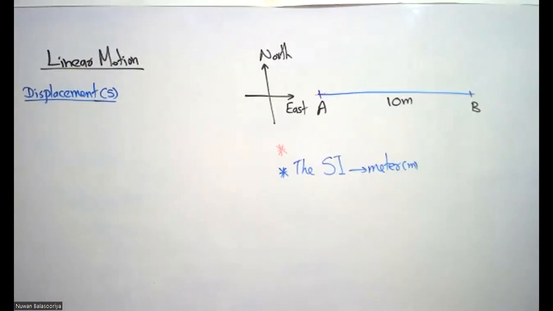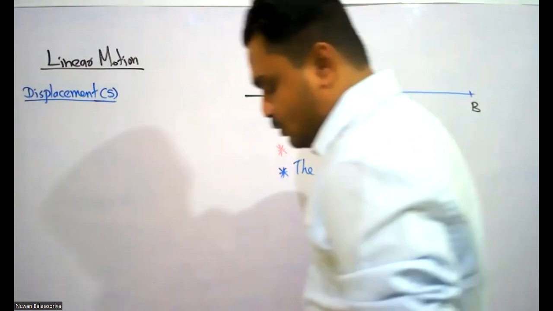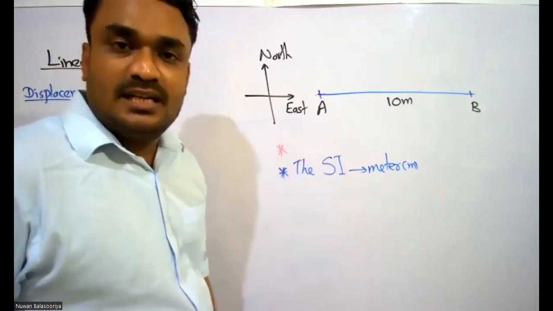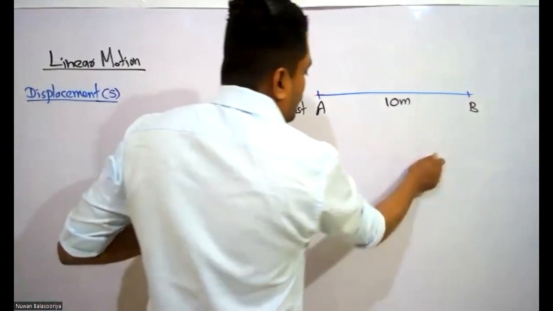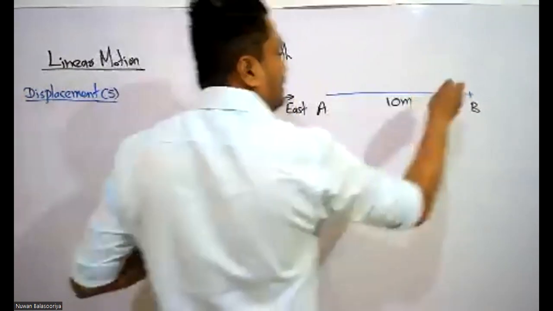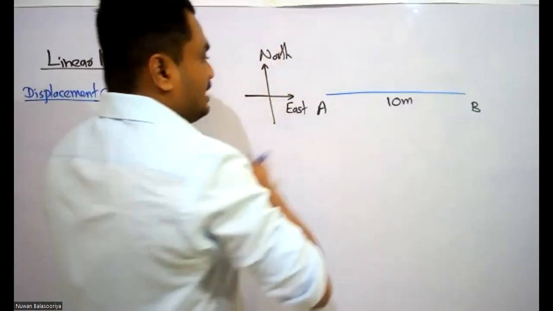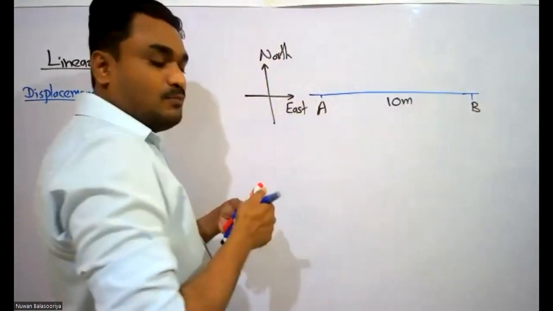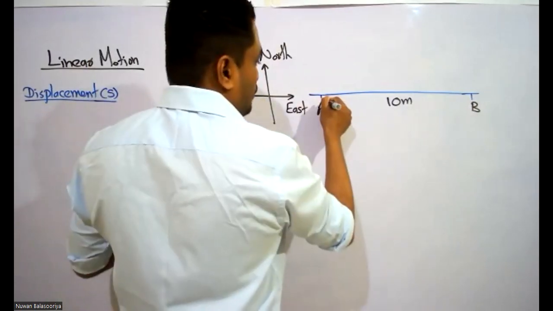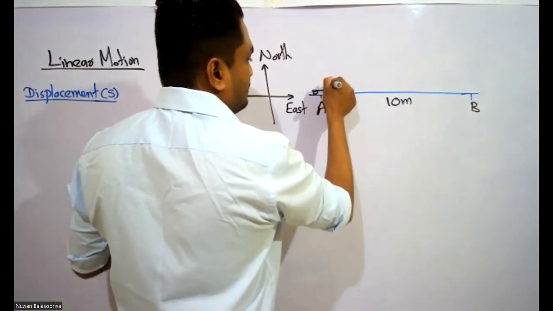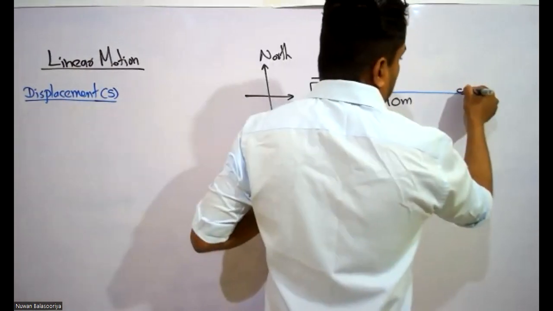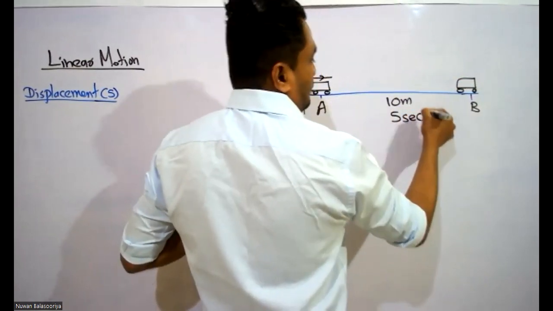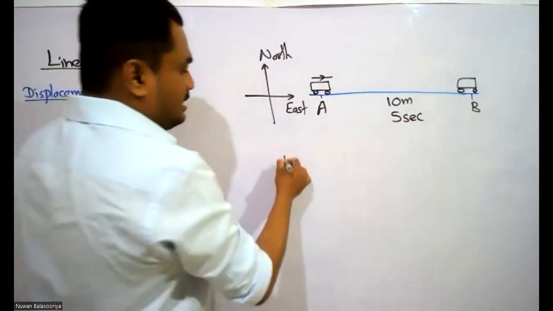Now look at the board. I'm going to ask you a question. The SI unit of displacement is meter, and displacement is a vector. Those are things that we have written. Let's say we send a toy car from A to B like this. Let's say the toy car travels from A to B within 5 seconds.